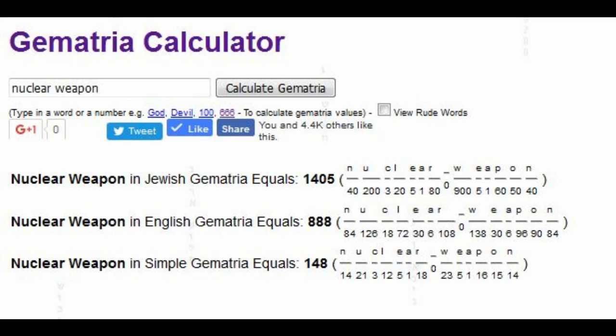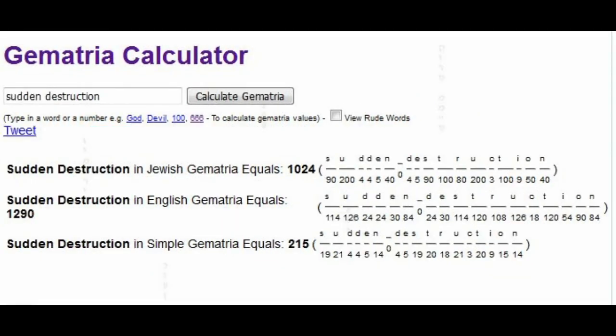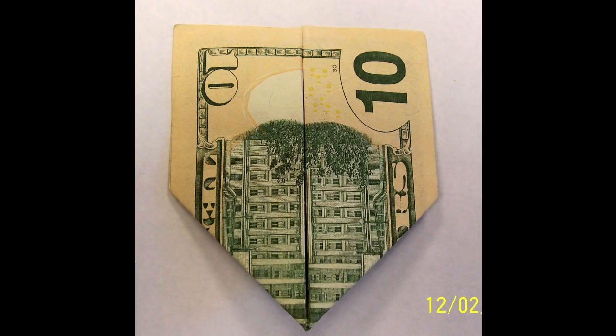But if it's encoded intentionally, like this article is, nuclear weapon. Sudden destruction. How appropriate. 7 stories tall. Sudden destruction. And what about that 7 stories? Remember this? This story is encoded on the money as well. The same story that I'm telling you now is on the $10 bill.